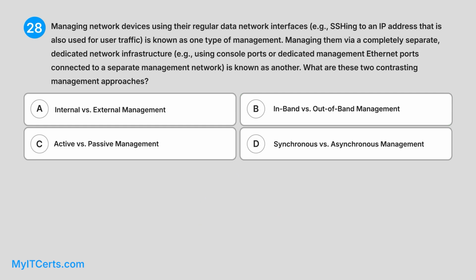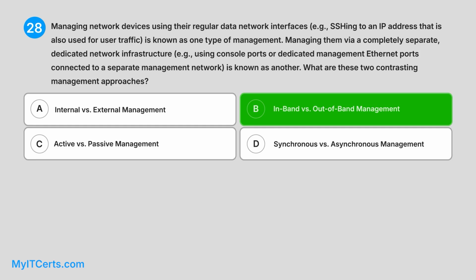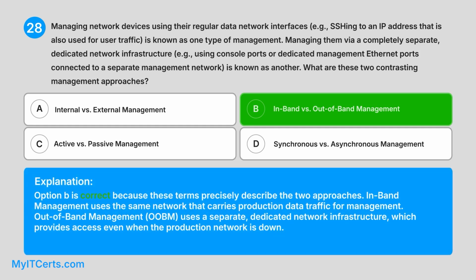Correct answer. B. In-band versus out-of-band management. Explanation. Option B is correct because these terms precisely describe the two approaches. In-band management uses the same network that carries production data traffic for management. Out-of-band management, OOBM, uses a separate, dedicated network infrastructure, which provides access even when the production network is down.